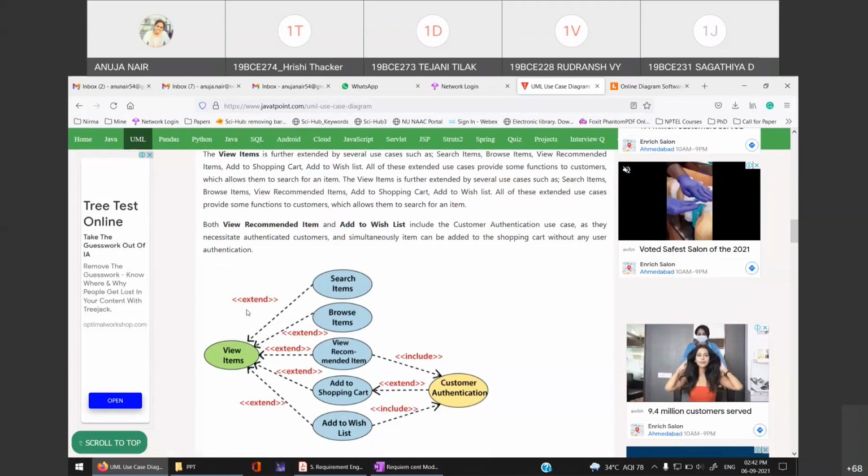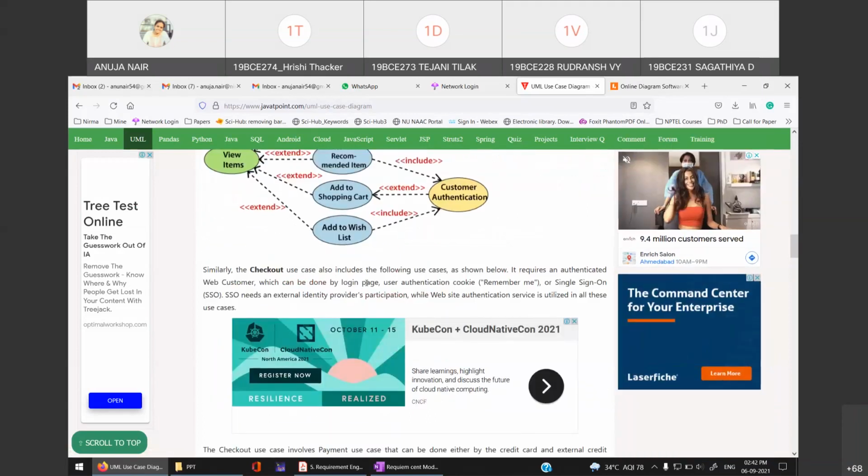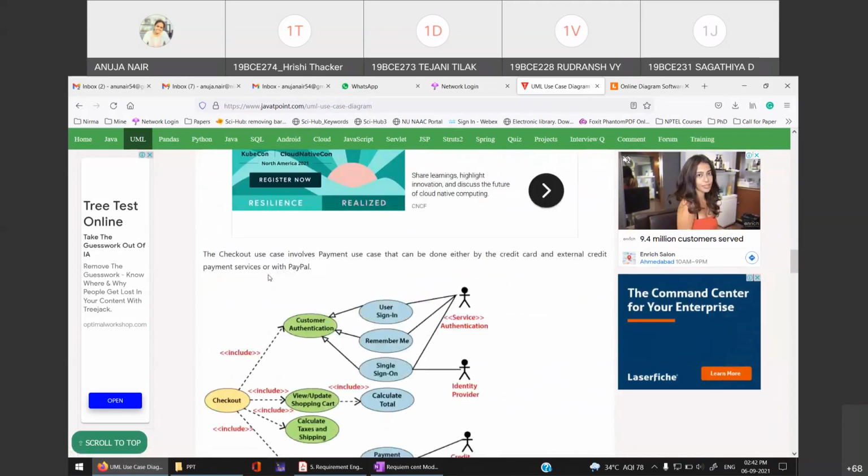Okay. Now, if we go further, I have one more use case. This use case is for checkout.